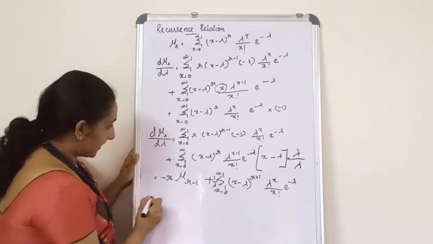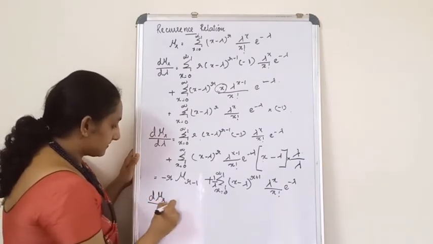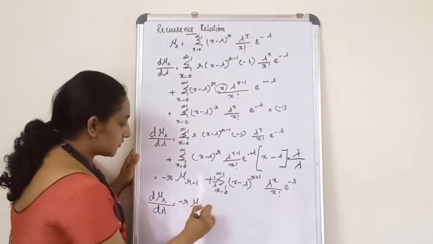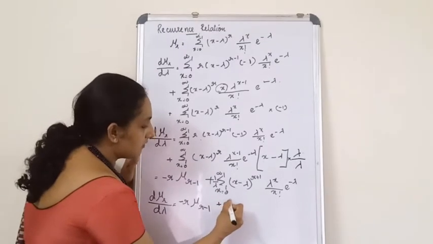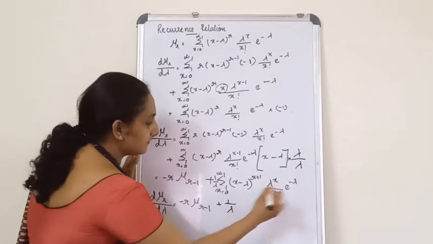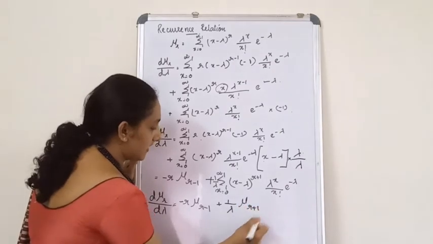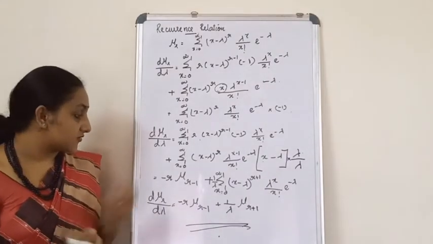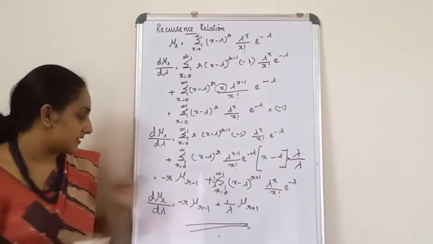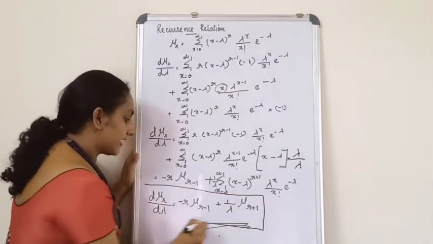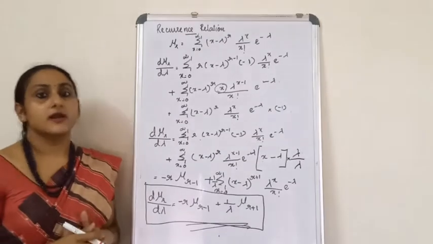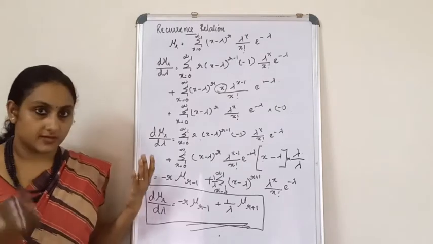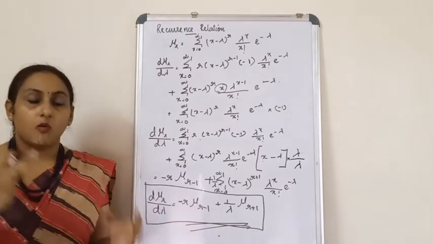Okay, so finally what I get is d mu r divided by d lambda is equal to minus r mu r minus 1, then plus 1 by lambda, and what is this term? Mu r plus 1. So just look at your statement and rearrange this final answer that you get, so that you get what is written in your statement. So that is how you find the recurrence relation of central moments in case of a Poisson distribution.